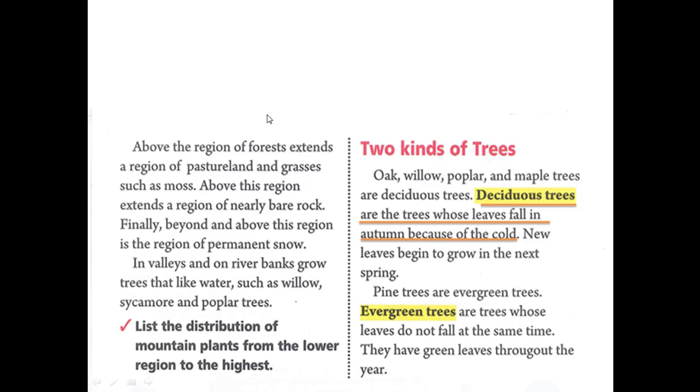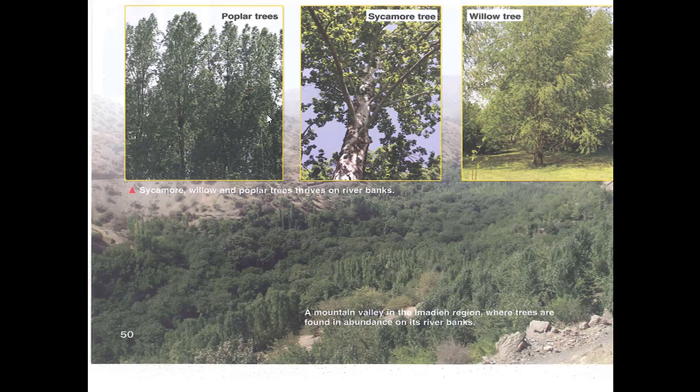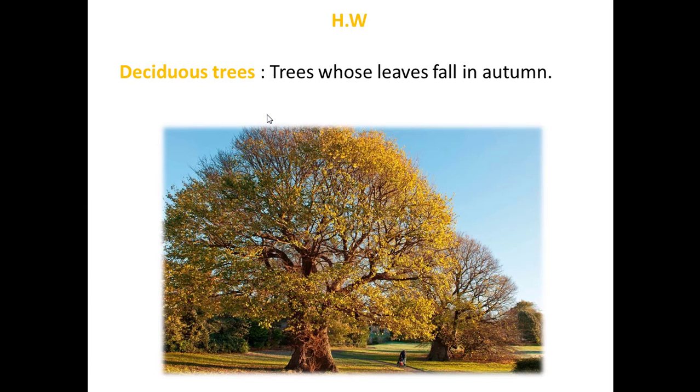After that, we said we have two kinds of trees, okay? The first kind of tree is deciduous trees. Deciduous trees, trees whose leaves fall in autumn. This one is deciduous trees. This type of tree, the leaves will change the color to brown, red, and yellow, and will fall in autumn, okay? So deciduous trees, trees whose leaves fall in autumn.